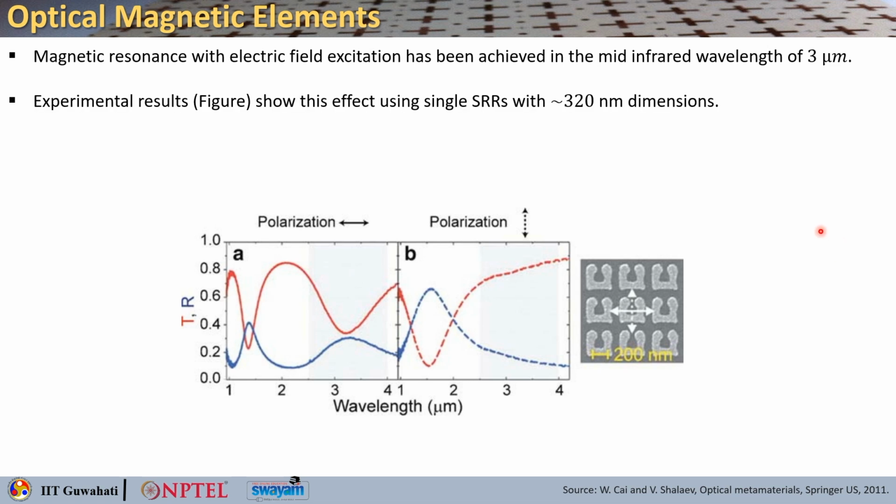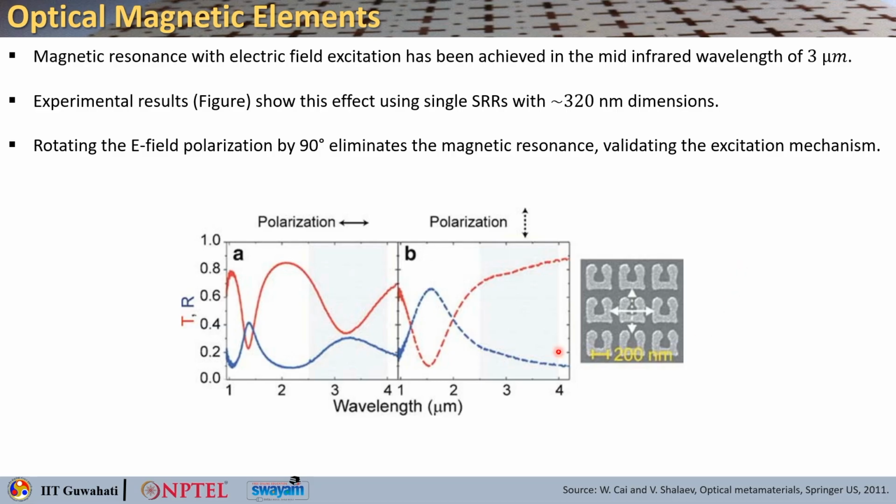Okay. So, this is the result of an experiment where the split ring resonators are typically having dimensions of 320 nanometer. Okay. So, the figure clearly shows that the red one is the transmission, the blue one shows the reflectance spectrum of this kind of an array of single split ring resonators, and these are the two polarizations you have considered. So, one is this parallel polarization, the other one is this orthogonal one. So, let us study this.